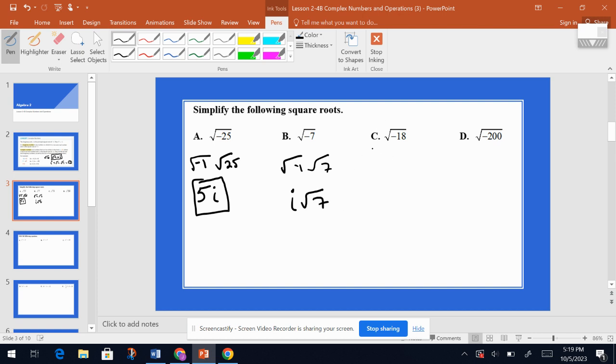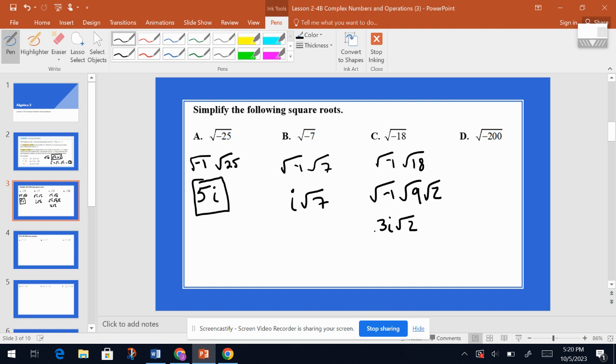This problem right here, square root of -18. I'm going to write it as the square root of -1 times the square root of 18. And now I'm going to simplify this like I did the other class. I'm looking for a perfect square factor of 18. So it'd be the square root of -1, square root of 9, square root of 2, because 9 times 2 is 18. And again, if I multiply all three of these together, it still gives me my original problem. But I'm going to write this as 3i square root of 2.